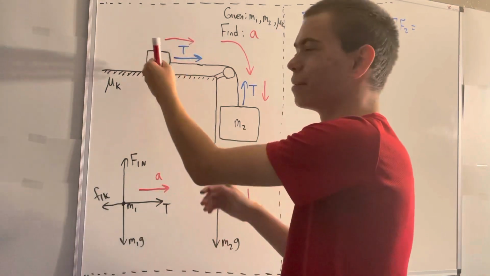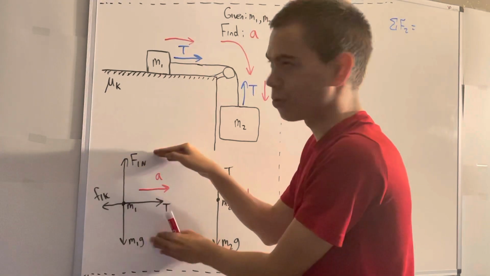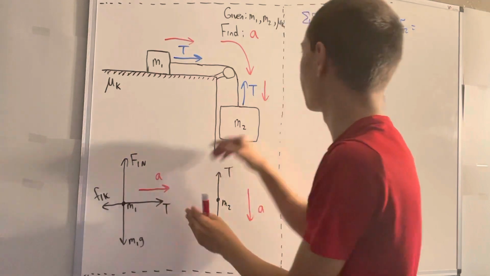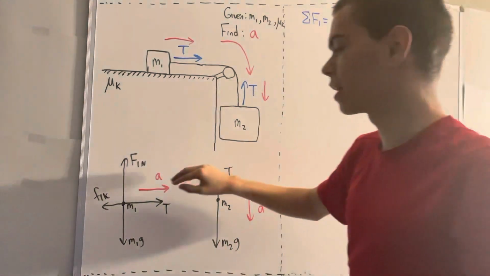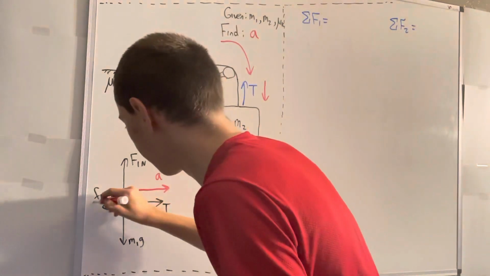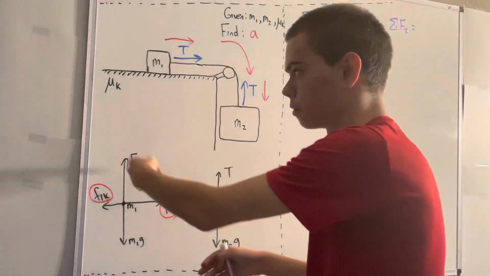Block 1 is not going to move vertically, is it? The normal force and the weight force cancel out, meaning we're not focused on these two forces when writing our net force statement, because the block doesn't accelerate vertically. So really the only forces we're concerned about in our net force statement are these two forces here, because acceleration is horizontal for this block.